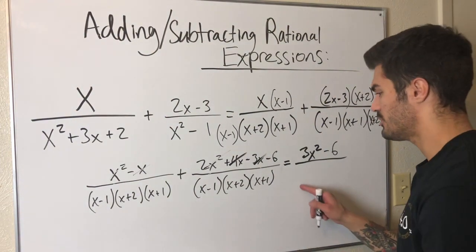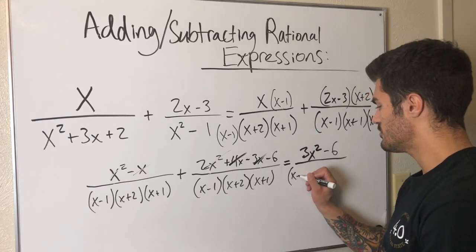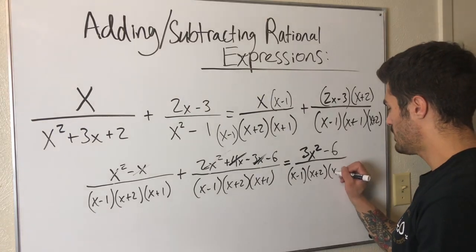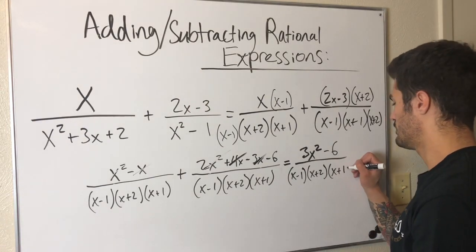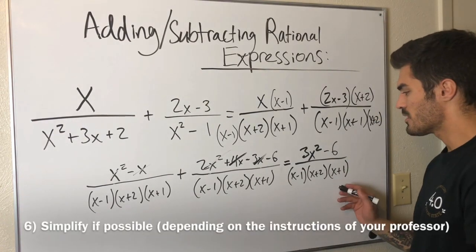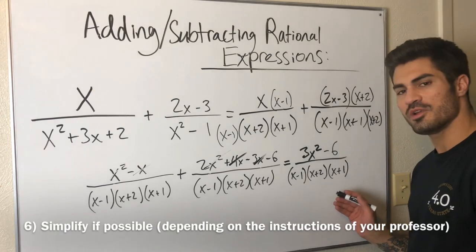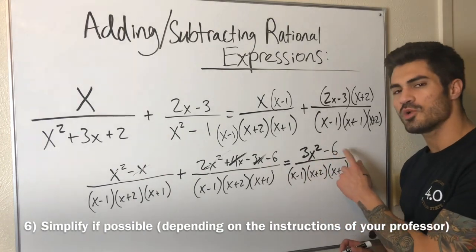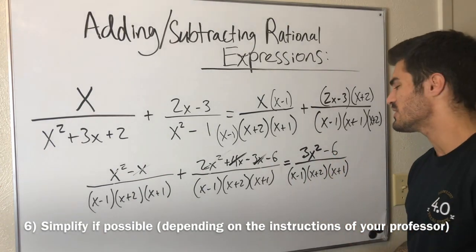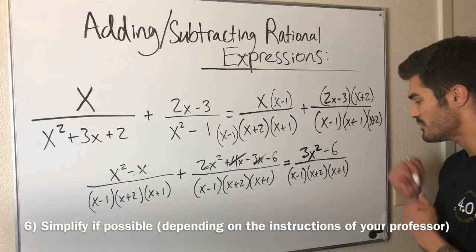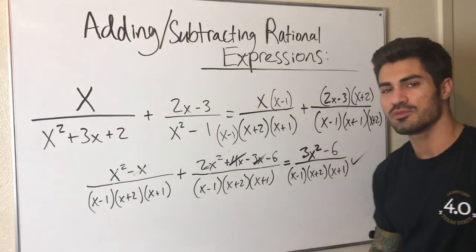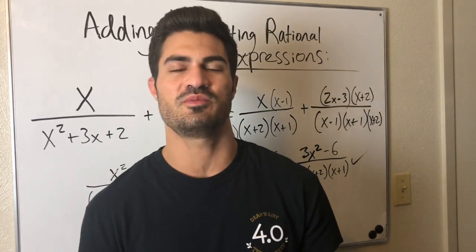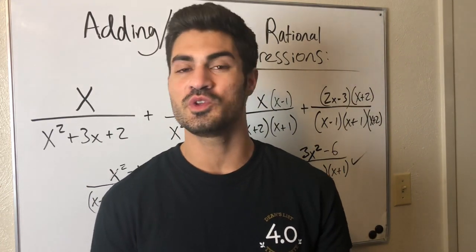All right, now what do I have on the bottom? Still that x minus 1, x plus 2, x plus 1. And you could factor out a 3, but it wouldn't help you, right? Because it would just be 3 times x squared minus 2. That x squared minus 2 isn't going to factor any further. So this, I would say, is a good final answer. But again, always ask your professor and see what they prefer, how far they prefer you to simplify, that sort of thing. But hopefully you enjoyed the video.